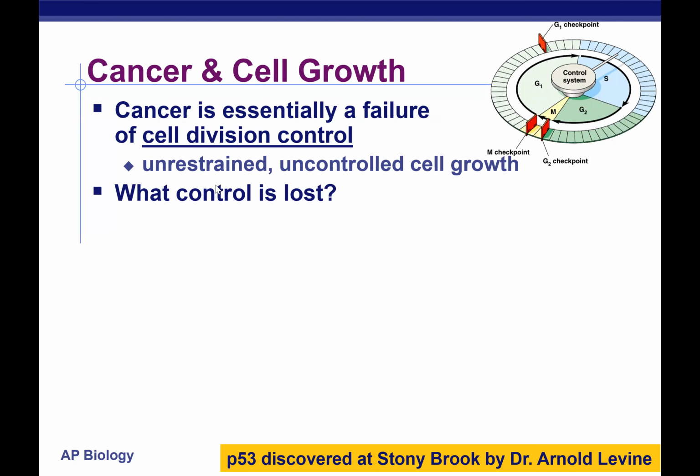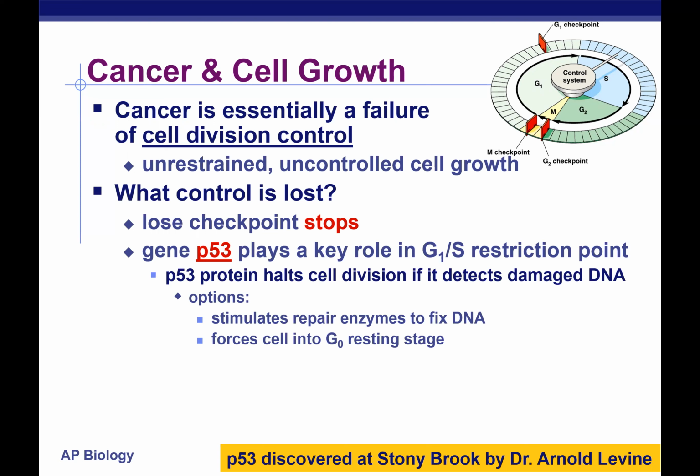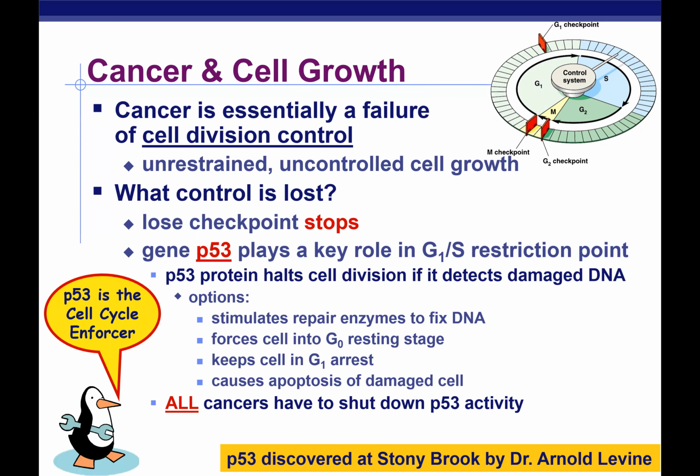So what happens in cancer and cell growth? As I mentioned, these are the two stop points, the G1 checkpoint and the G2 checkpoint. And this is the M checkpoint, that is the third control point. So basically, in cancer, what is happening is that it loses control over its cell division.